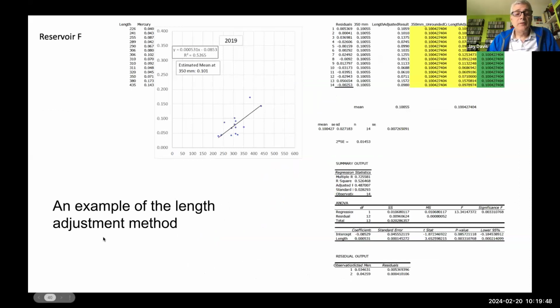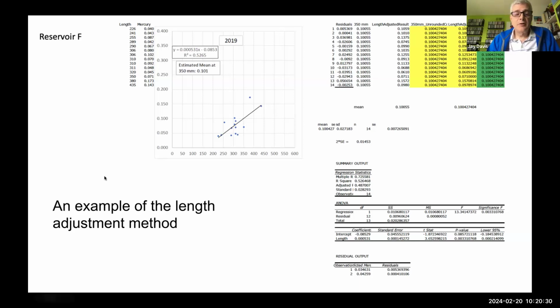To take that size effect out, you can just do a linear regression of the mercury versus length and come up with a regression line, and use that line to estimate the concentration at a size of 350 millimeters. We length-adjust all of our data to 350 millimeters. And this gives you a really precise indication of mercury in that lake or that river location for largemouth bass.